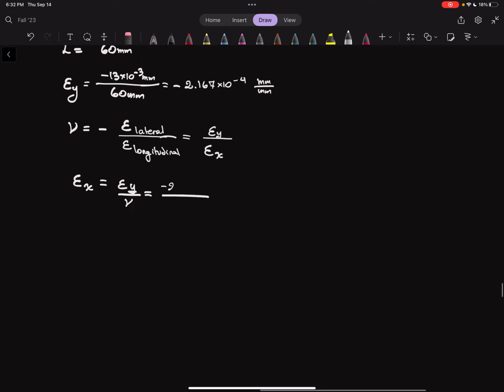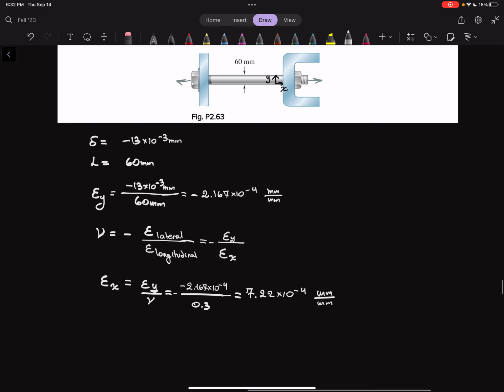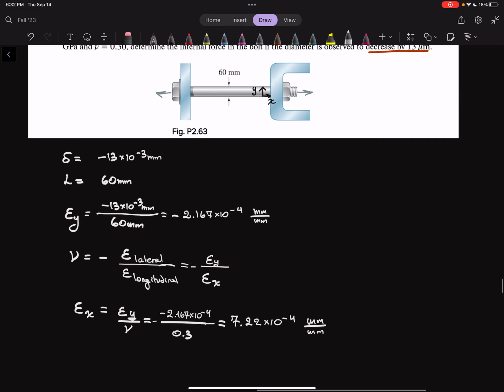Epsilon x is going to be epsilon y divided by nu, so negative 2.167 times 10 to the negative 4 divided by 0.3. And what is that going to give me? There's going to be a negative in front because that's the formula, I forgot to put it in. So this is going to be a positive 7.22 times 10 to the negative 4 millimeters over millimeters. Now, they want to know the internal force.